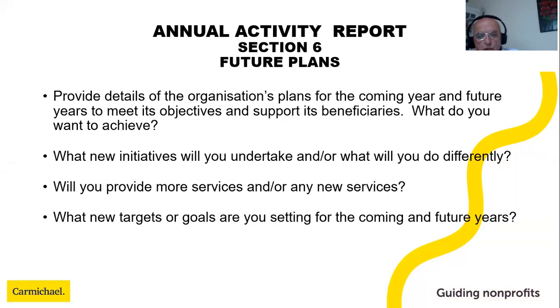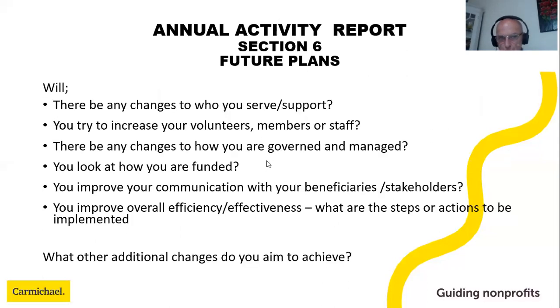What new targets or goals are you setting for the coming and future years? In other words, where are you going? How are you going to get there? And I suppose, how will you know that you are getting there? What are the outcomes and outputs of those key goals? Will there be any changes to who you serve or support? There may very well be, arising from the surveys or the communications that you had with your beneficiaries and your local community.